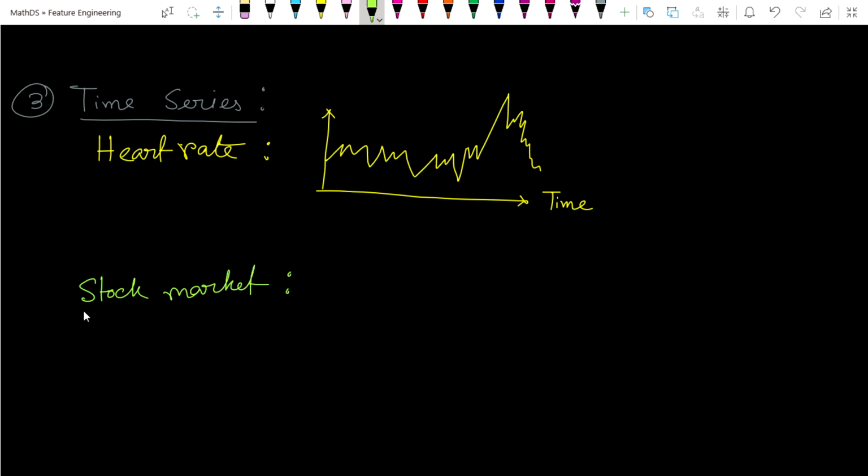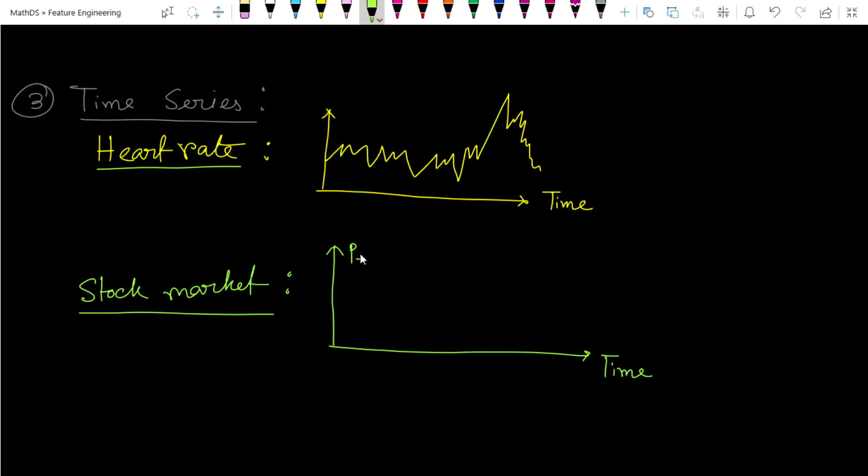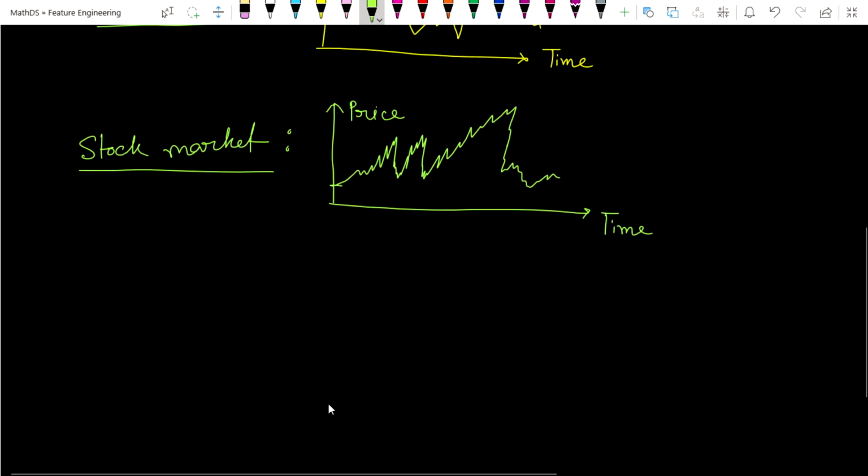Stock market data is also time series data. The price of each stock changes every second. Sometimes it starts from here, and after that, every second it changes again, something like that. This kind of data is one kind of time series data: the stock market.